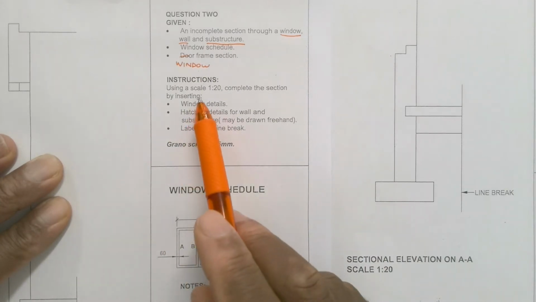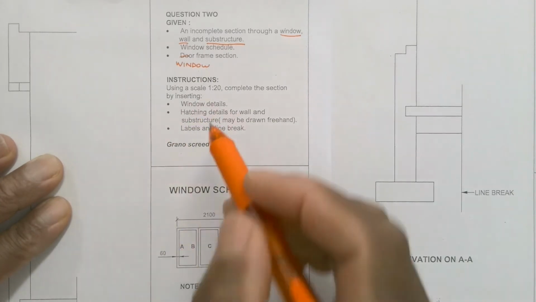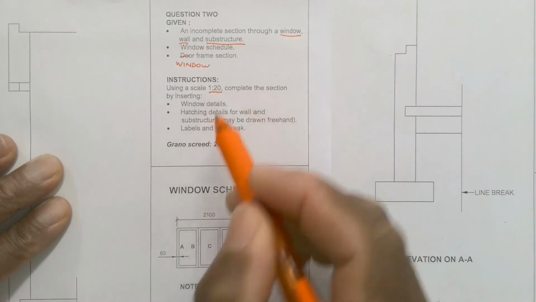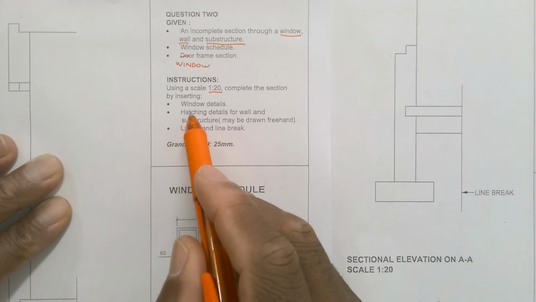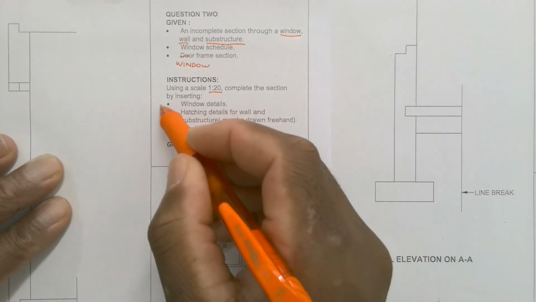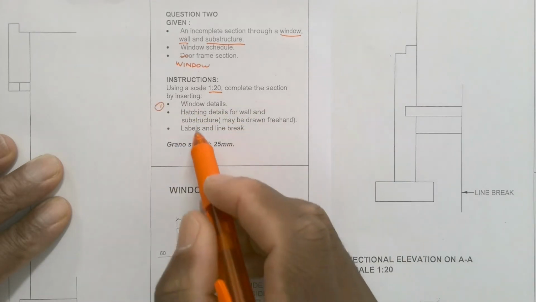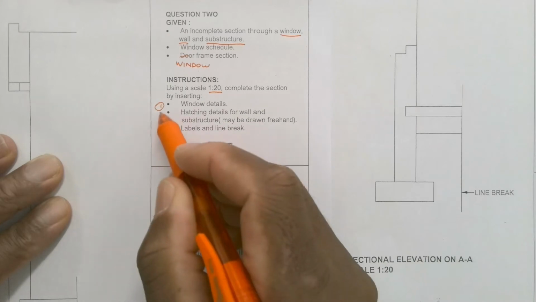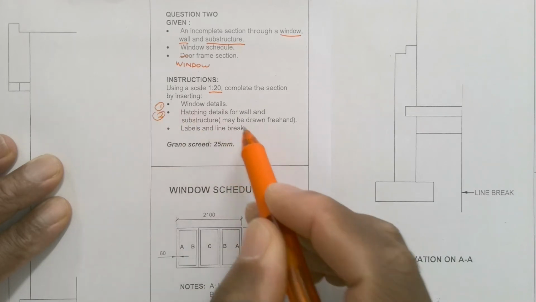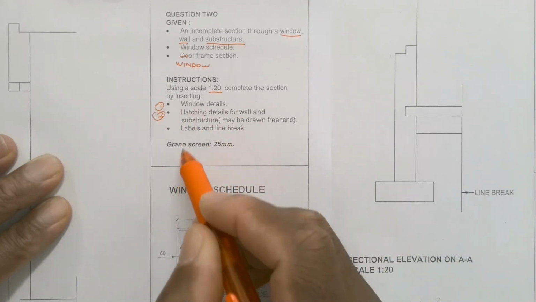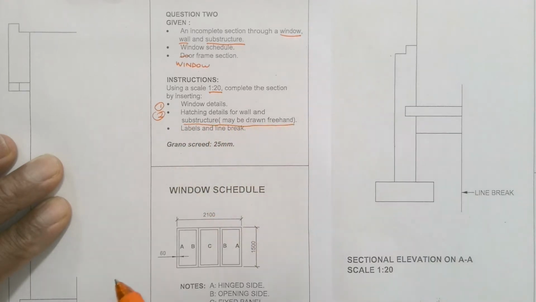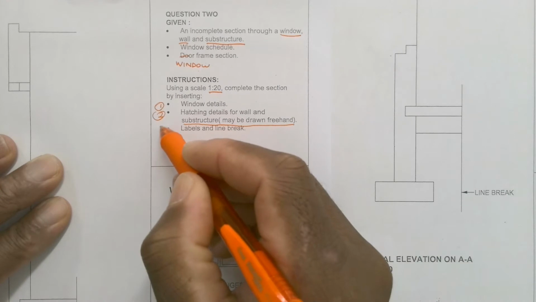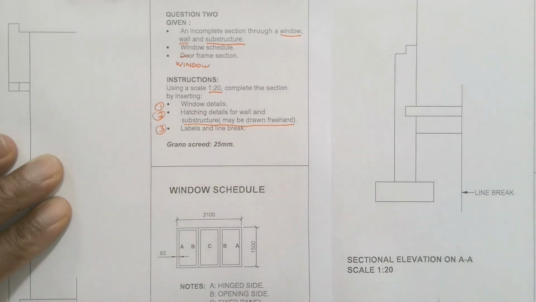So, instructions: using a scale of 1:20, complete the section by inserting the window details, that's number 1. Number 2, hatching details for the walls and substructure. Now, the substructure may be drawn freehand. Number 3, we need to do the labels and land break.